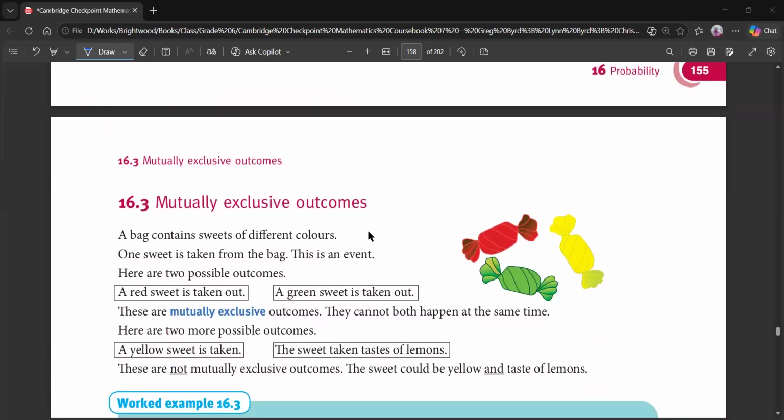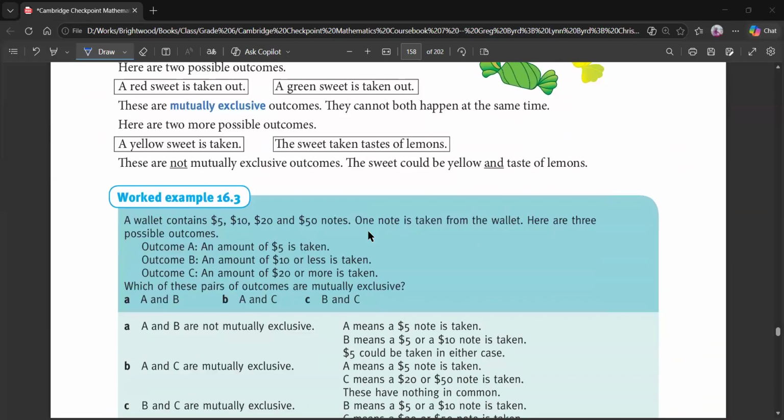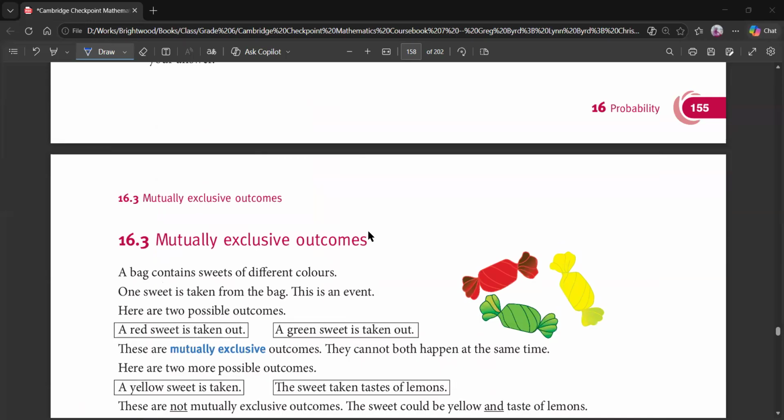Next thing is mutually exclusive outcomes and mutually inclusive outcomes. These are very important topics. We will discuss that on the next day.